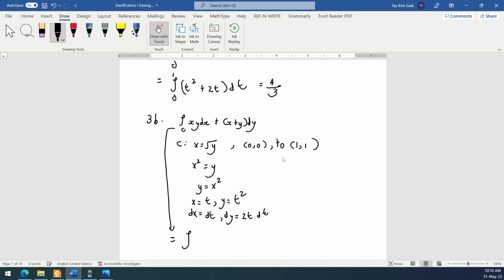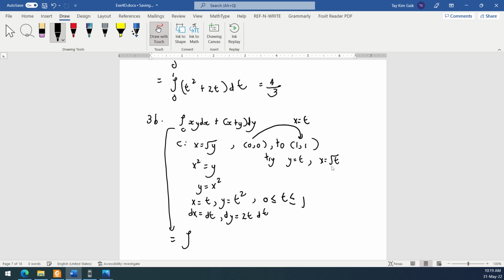x from 0 to 1, that's why t will be from 0 to 1, because here x equal to t. Later on you can check if you let y be t, then x you get square root of t. If you manually integrate it may be a little bit difficult, but if you use a calculator, it doesn't matter. Later on you can go back and try it.